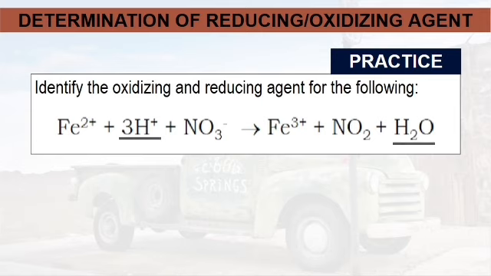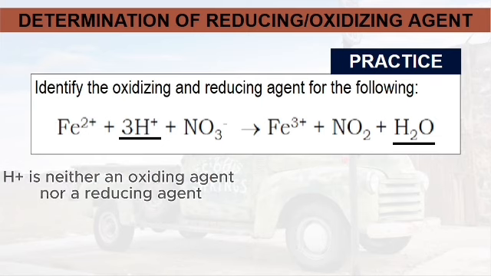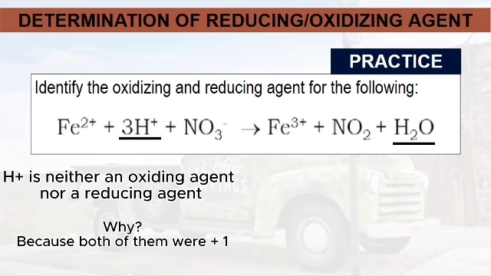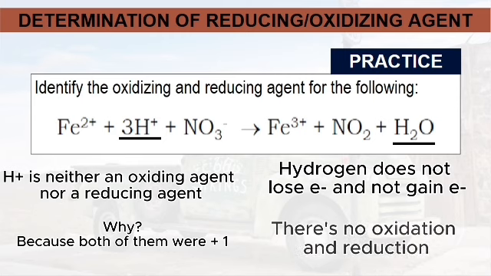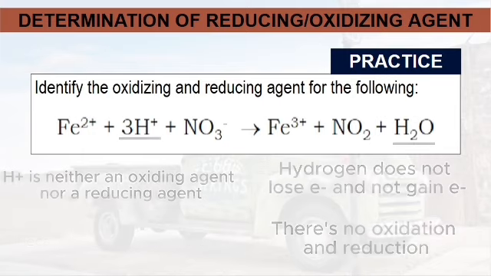But how about 3H plus becoming H2O? For 3H plus becoming H2O, H plus is neither an oxidizing agent nor a reducing agent. Why? Because the oxidation number for H plus and H2O is positive 1. What does this mean? It means hydrogen does not lose electrons and does not gain electrons. There's no oxidation and reduction. Basically, H plus is not an oxidizing agent or reducing agent.